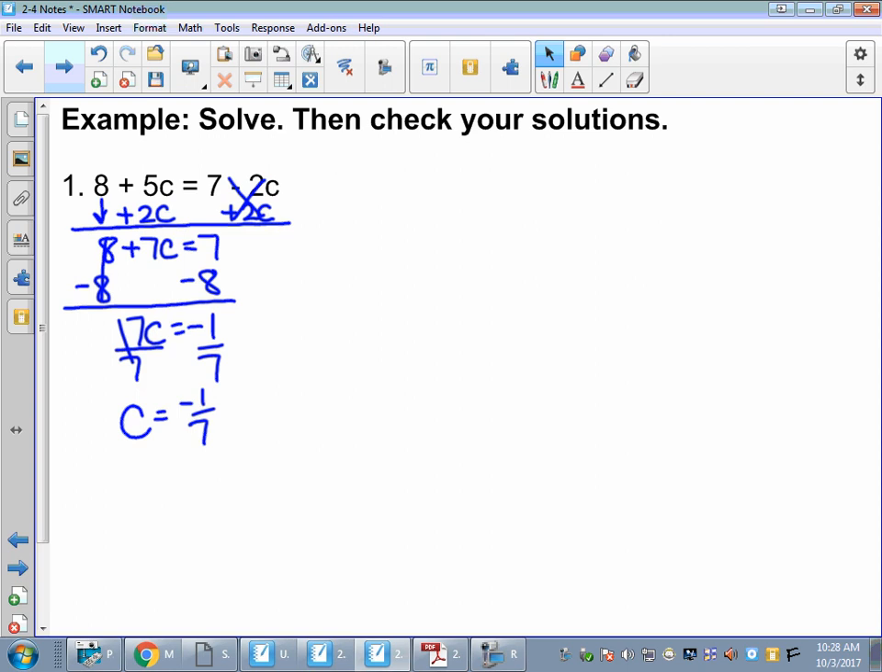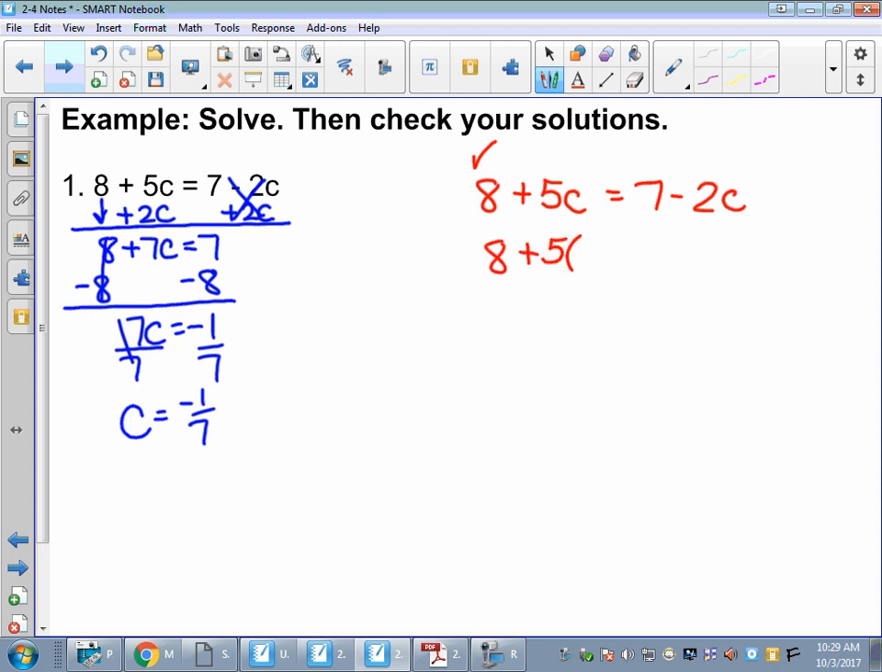So I always just use the same equation, the original equation, write that down. But this time when we check our answers, we won't have the two sides matching until the very end, because the left side is going to change because I'm going to plug in a value for c, and the right side is going to change. So I get 8 plus 5 times negative 1/7. We're checking, does that equal 7 minus 2 times negative 1/7?